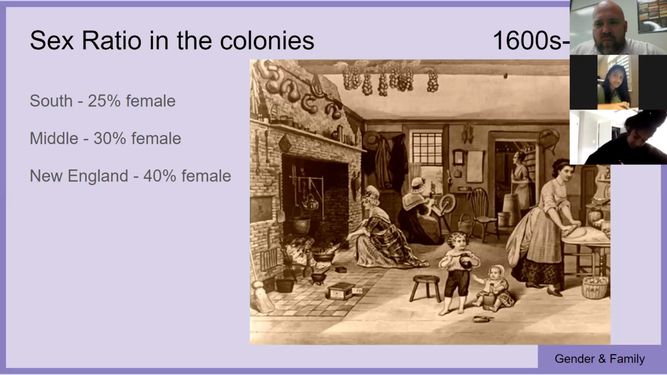N, let's deal with women in the colonies. Okay, sex ratio in the colonies. All right, so the South is only 25% female. Okay, and we're talking about white people in the South. We're not talking about slaves. So 25% female, which means 75% men in the South. Okay, the Southern states are by far the most male, which is going to cause some issues.